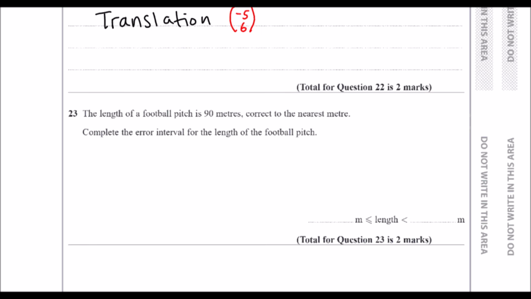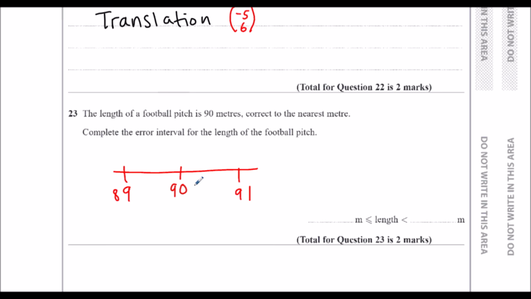Question 23. The length of a football pitch is 90 meters, correct to the nearest meter. Complete the error interval for the length of the football pitch. So it's 90 meters to the nearest meter. The next one up is 91 and the one down is 89.